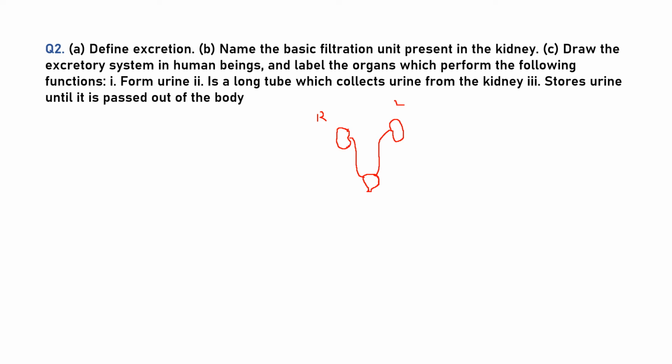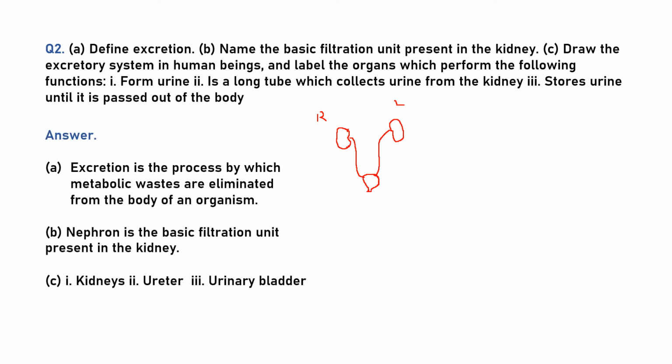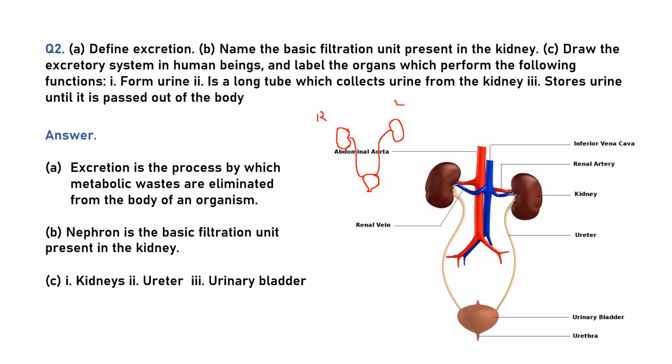You have to label the diagram also. I have drawn a rough diagram over here. So here are the answers. Excretion is the process by which metabolic wastes are eliminated from the body of an organism. Then nephron is the basic filtration unit present in the kidney. We have discussed that. Then we have drawn the diagram of kidney, ureter, urinary bladder. You have to label the diagram. You have to make a beautiful diagram like this. Clear? Here I'll just erase what I have drawn. So this is the second question. Let's go to the third question.